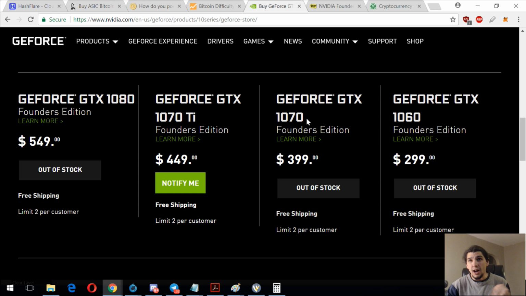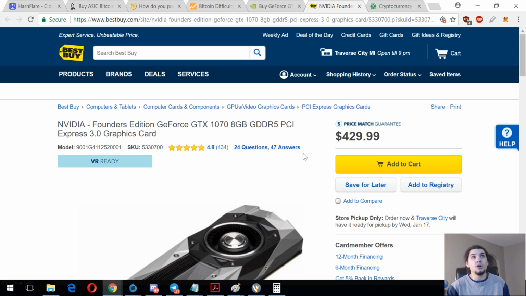So I'm considering building a rig. I'm going to start with 6 of these cards. All right, it is essentially what I was going to do. Now I know these cards produce approximately 30 mega hashes on the Ethereum algorithm. Okay, so they're about $400. Of course, they're out of stock. I found them on Best Buy for $429. Okay, that's the 1070 Founders Edition. Not a Ti model, but the 1070.